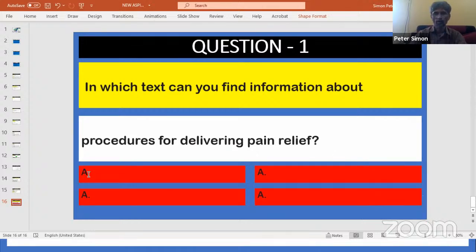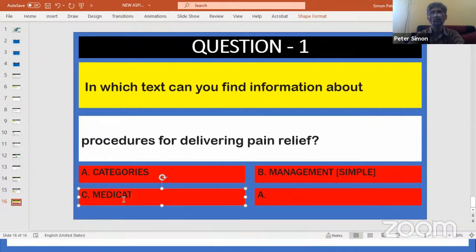Okay. So fine. What is A? Categories. B is management of simple fractures. Simple also I'm putting here for your convenience. C is medications, and D is what? Plaster backslab.